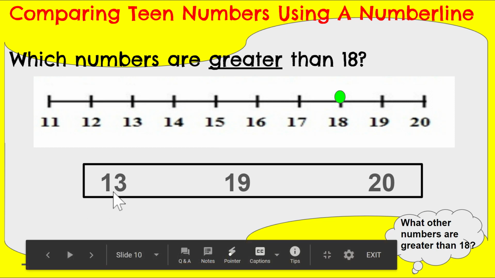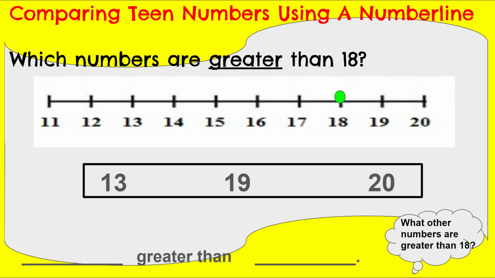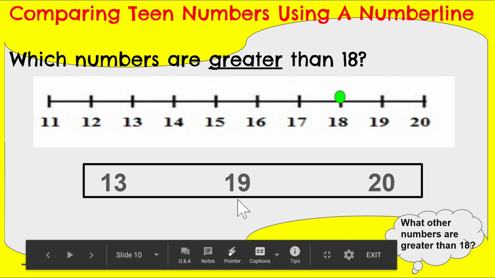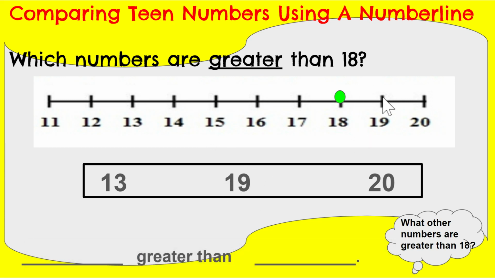So let's see our options. 13. Let me find 13 on our number line. Boop, there it is. Is 13 on the right side? Is it getting larger, greater? No, you're right. It's less than. So that's not the right one. How about 19? Let me see. Oh, there's 19. It's moving greater. So 19 is greater than 18.